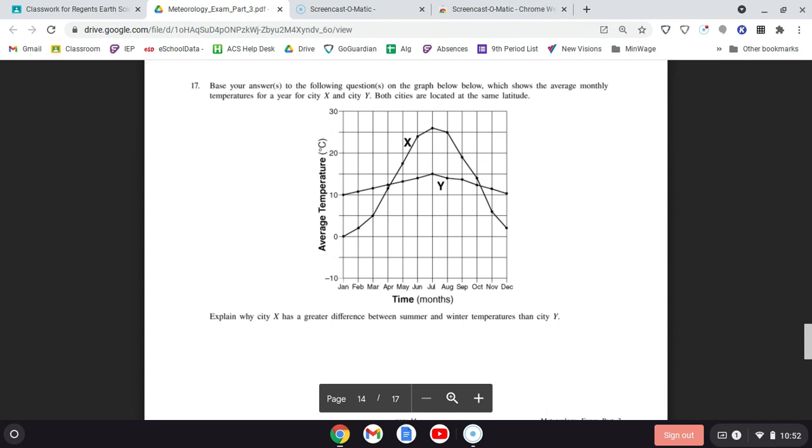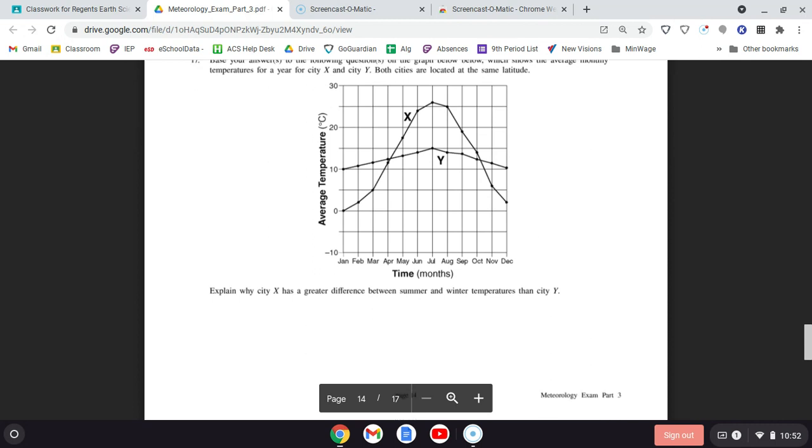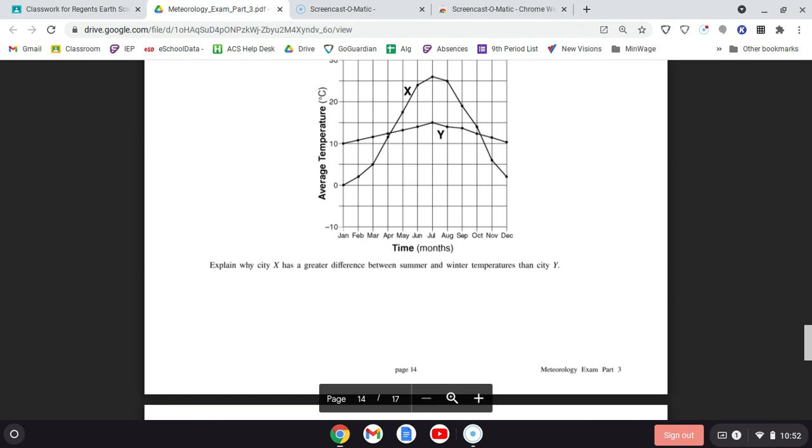All right, number 17. Let's see here. Okay. So it's given us two different cities. Both cities are located at the same latitude. Explain why city X has a greater difference between summer and winter temperatures than city Y. Think of where its location is. Why one would have a greater difference between summer and winter temperatures. Even though they're the same latitude, think about where they are according to oceans.